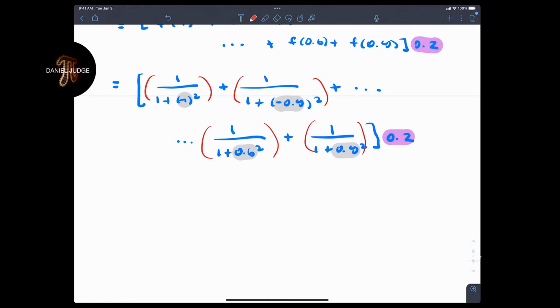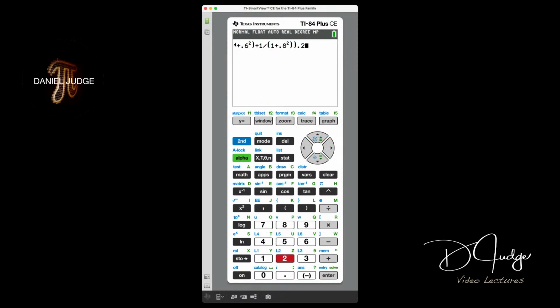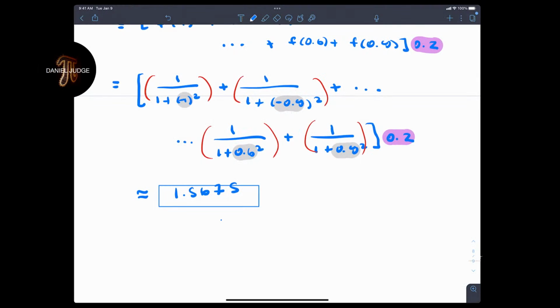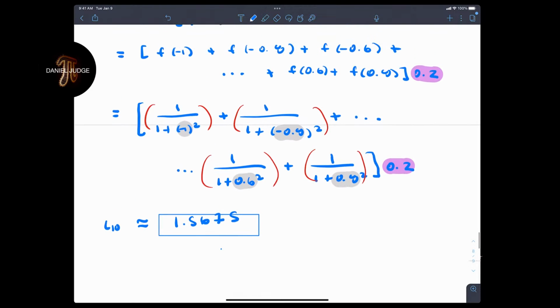It's everything you see here. 0.8 squared with the 0.2. Hit enter. We're going to go out to 4 decimal places here. Okay, they never told us where to go out to, but this will be 1.5675. Now this is going to be the left endpoint approximation here. So this is L10. So we got the left endpoint approximation, and that's good.